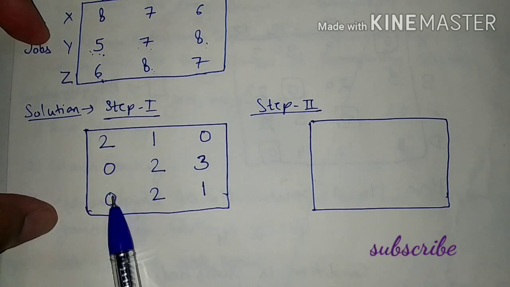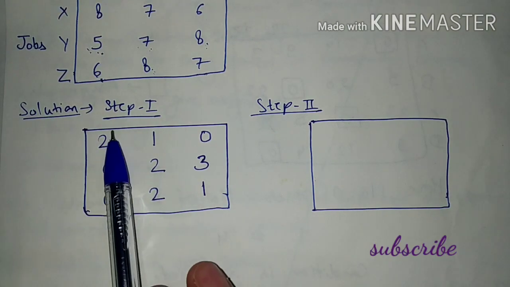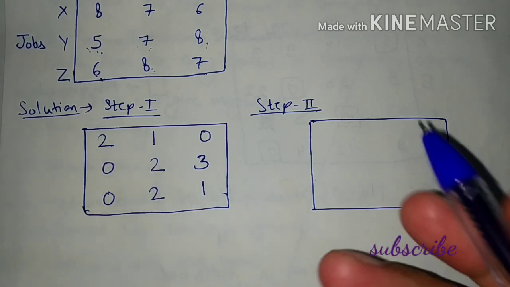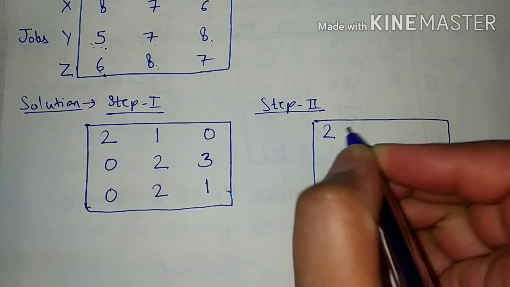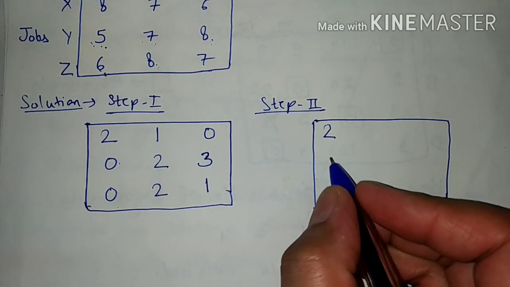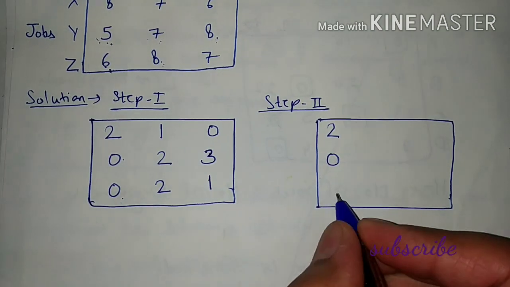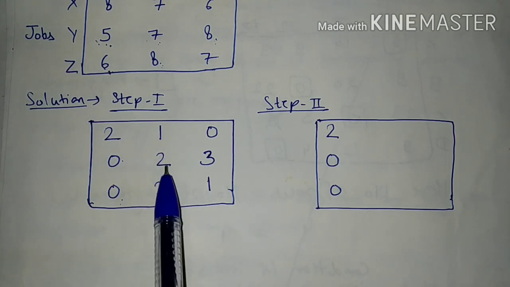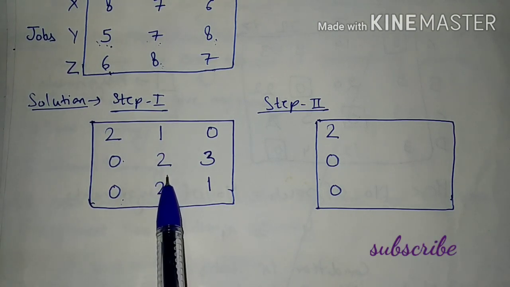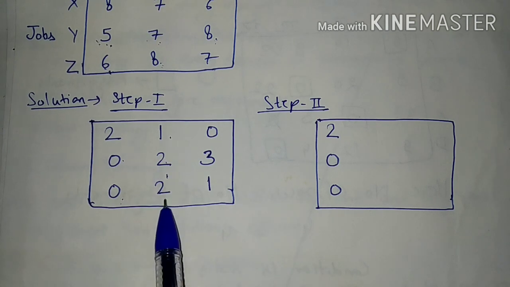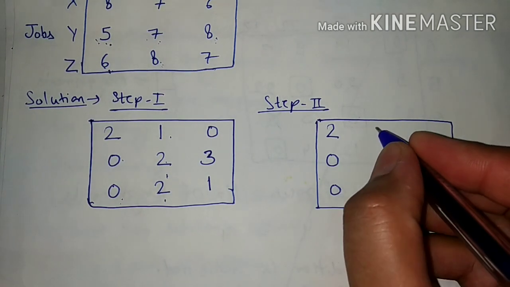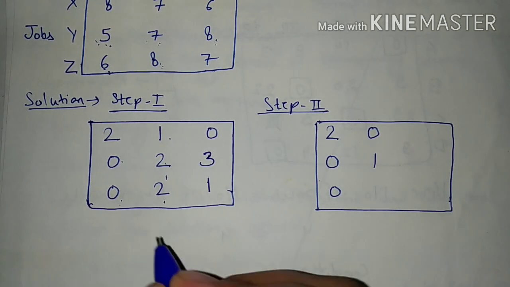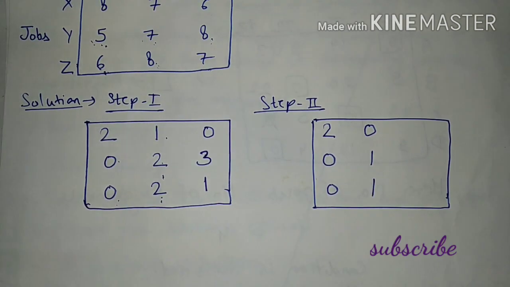In column 1, the minimum element is 0. So let us subtract 0 from each element of column 1. 2 minus 0 equals 2, 0 minus 0 equals 0, 0 minus 0 equals 0. In column 2, the minimum element is 1, so let us subtract 1 from each element of column 2. 1 minus 1 equals 0, 2 minus 1 equals 1, 2 minus 1 equals 1.